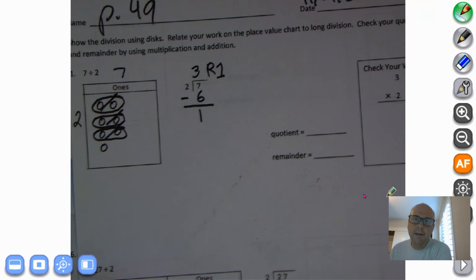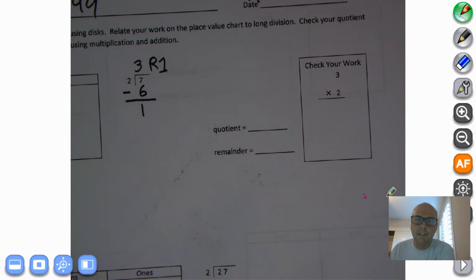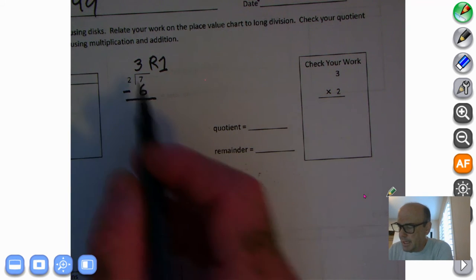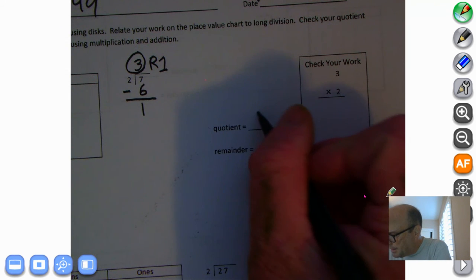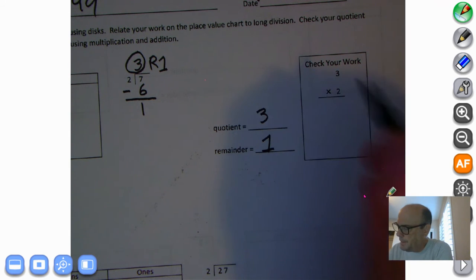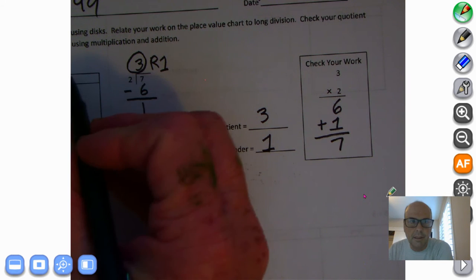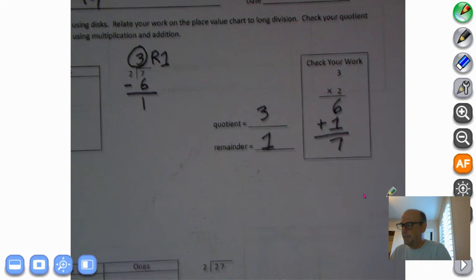Okay? Let's check with multiplication. So what we do over here is we have our answer is called a quotient. Remember we talked about that word quotient. So our quotient is the answer. This is the answer right up here, and that's 3. What's our remainder? Our remainder is 1. And we could check using multiplication and addition. Look, 3 times 2 is 6, plus 1, the remainder, is 7. And look, there it is over right there. Okay, we'll get the hang of this. We can do a lot of these today.